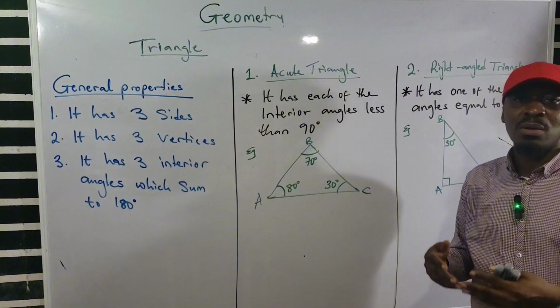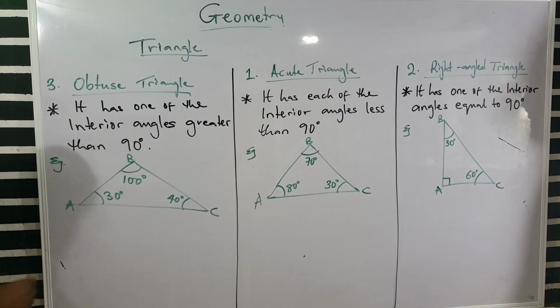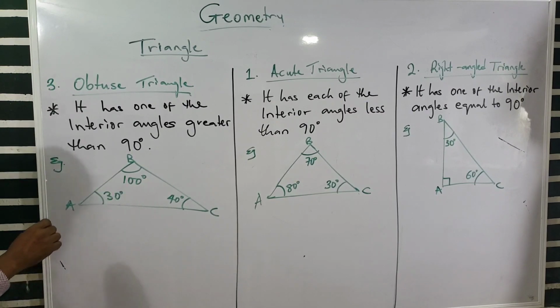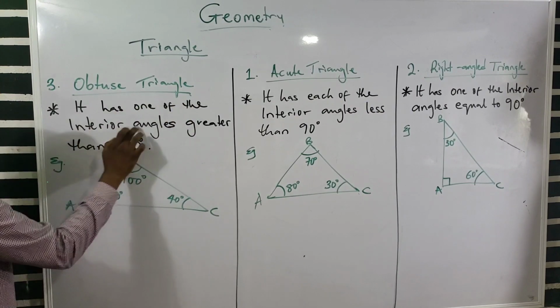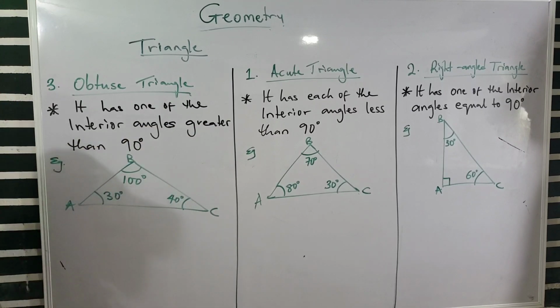Let us clean that part of the board and look at the third type of triangle based on the interior angles. It is called an obtuse triangle. Of course, this classification is based on the nature of the angles. It has one of its interior angles greater than 90 degrees. So whenever you have a triangle where one of the interior angles is greater than 90, such a triangle is classified as an obtuse triangle.